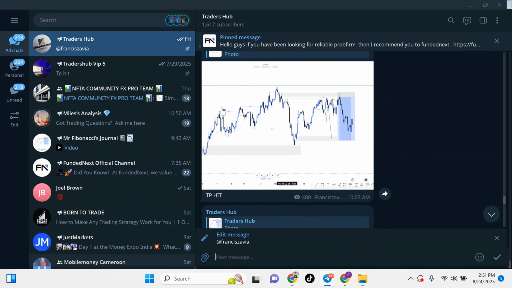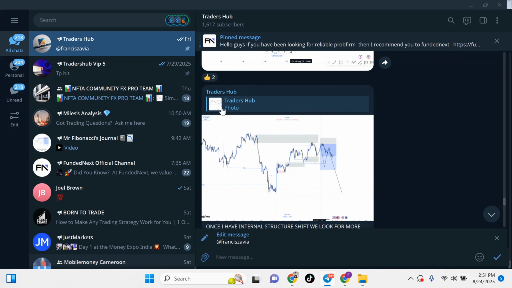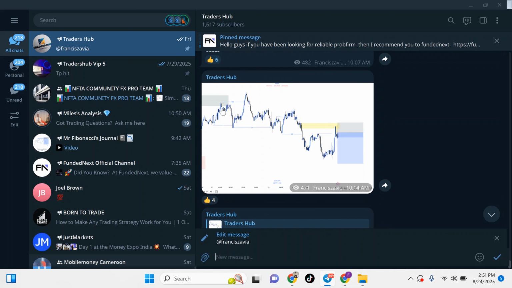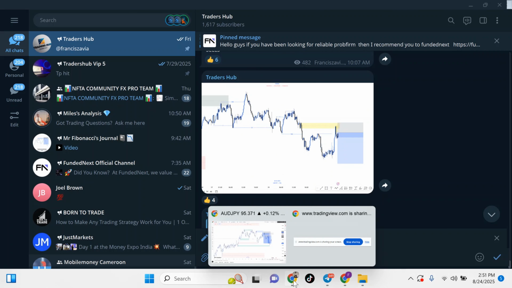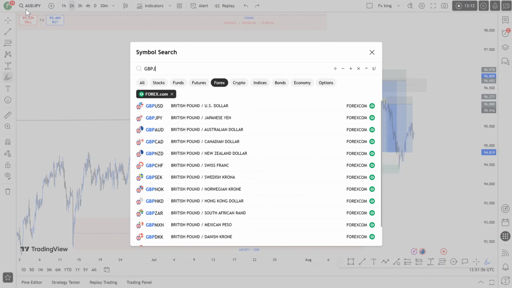So those are some of the trades we took, and I don't think that was a GU. This was EU. Okay, so this is GJ. This is GJ here, and let's go over to the chart and identify the trading opportunity we had here on GJ, GBP JPY.